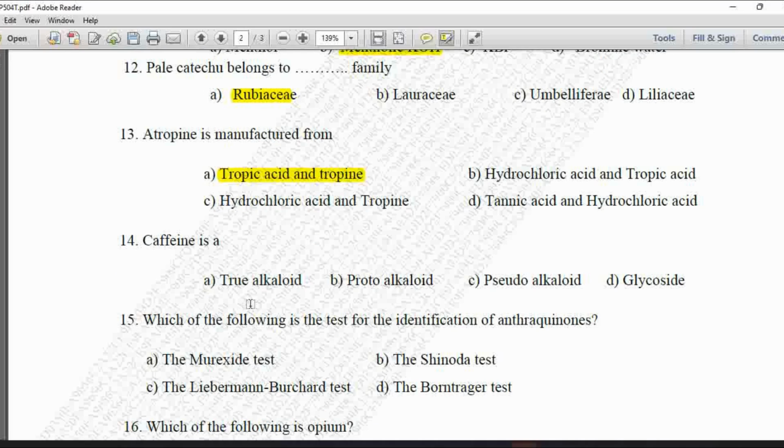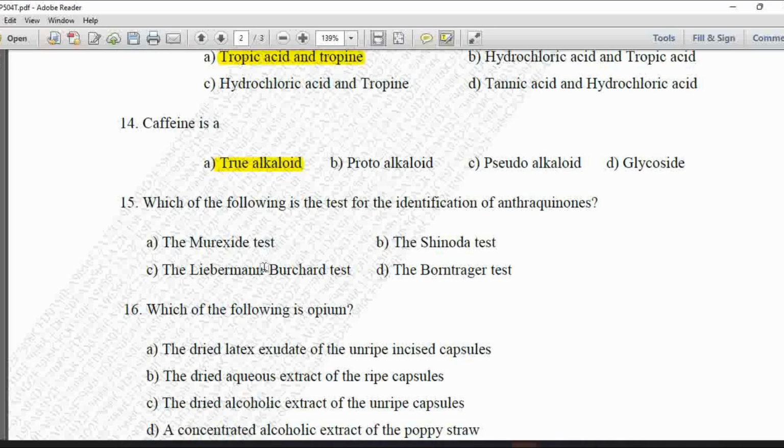Next MCQ, caffeine is: option A, true alkaloid; B, protoalkaloid; C, pseudoalkaloid; and D, glycoside. So caffeine is nothing but a purine alkaloid and it is a true alkaloid. So option A is correct.